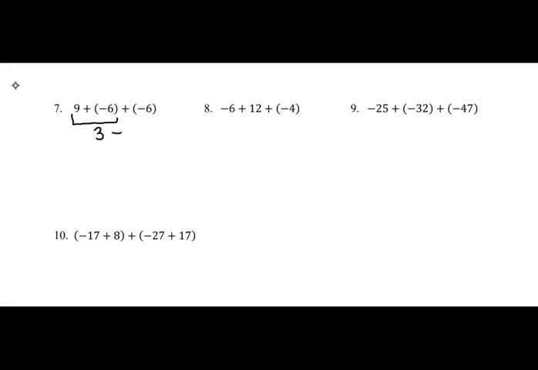So I have 3 plus, and I bring the next number down, plus negative 6. And I go through the steps again. I compare the values 3 and 6. 6 is the bigger value, so the answer is going to be negative, and then 6 minus 3 is 3, so the answer is negative 3.